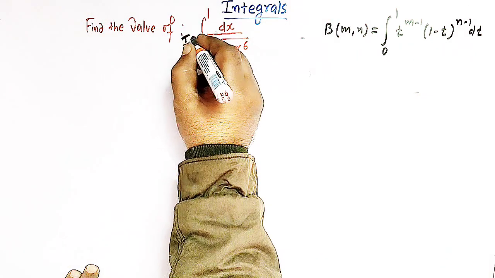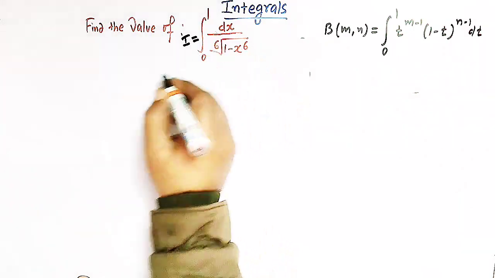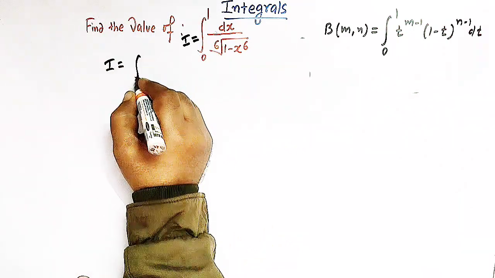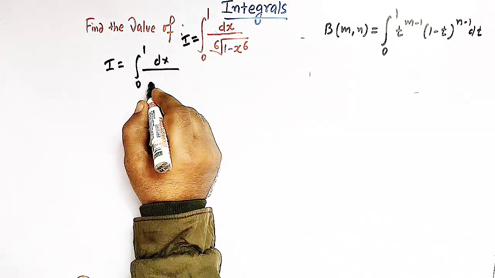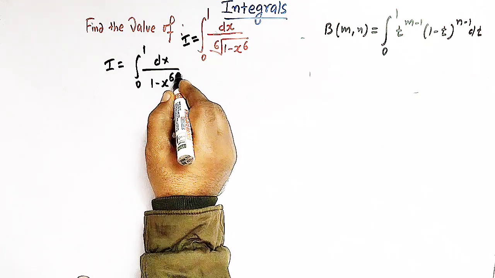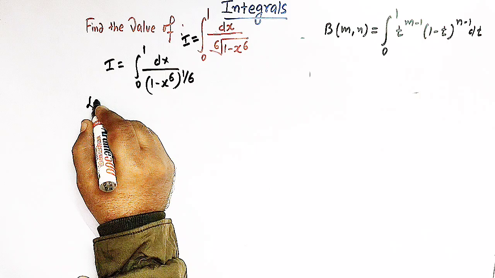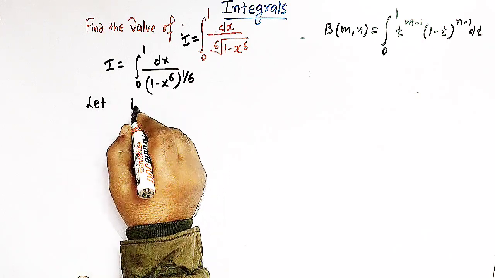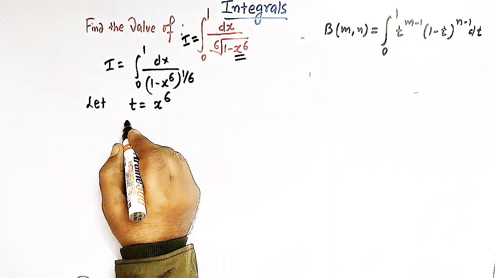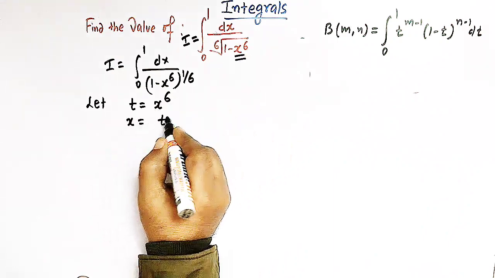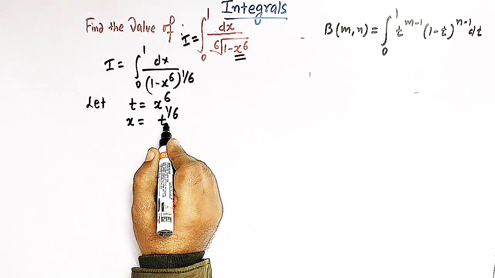So let us take this integral as I, and here we'll first write this integral I as the integral from 0 to 1 of dx divided by (1 minus x raised to 6) raised to 1 over 6, and let us make this substitution, that is t is equal to x raised to 6, so that we can write x is equal to t raised to 1 over 6. Now let us differentiate x with respect to t.